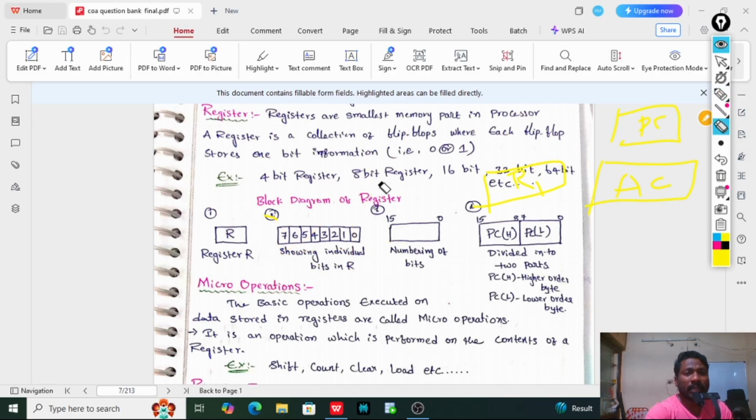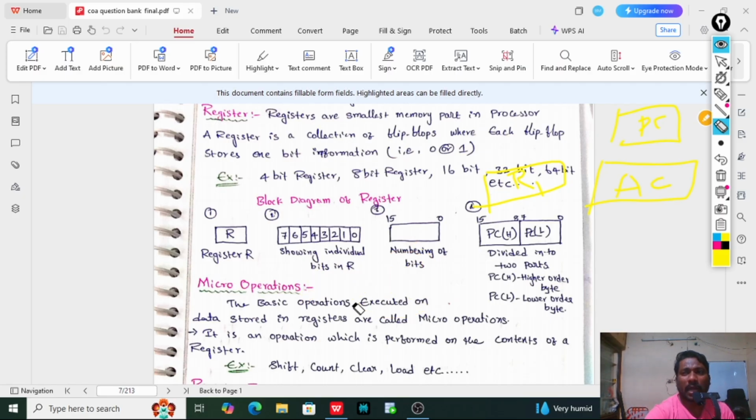In simple words, the rightmost bit is called LSB, least significant bit, and the leftmost bit is called MSB. In future I am going to use LSB and MSB terminology, please do remember. MSB means most significant bit, which is the leftmost side of the register, and LSB means least significant bit, which is the right side of the register. Like this you can show individual bits.